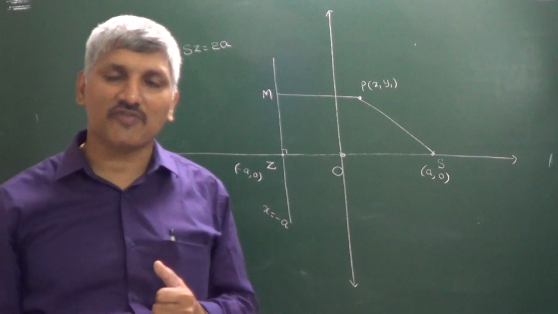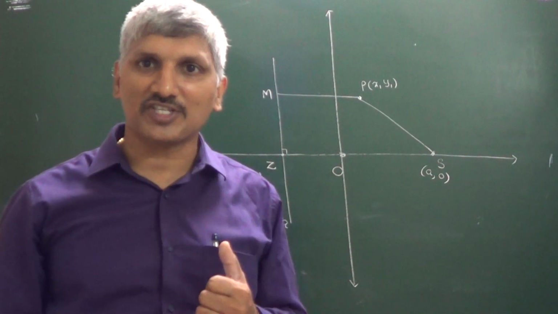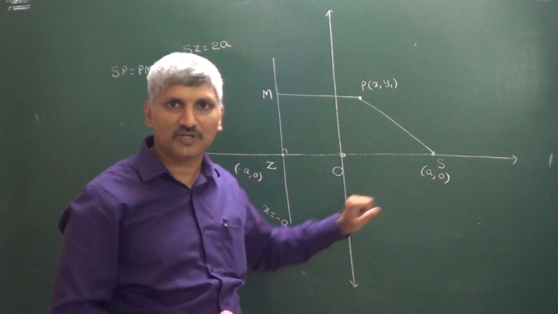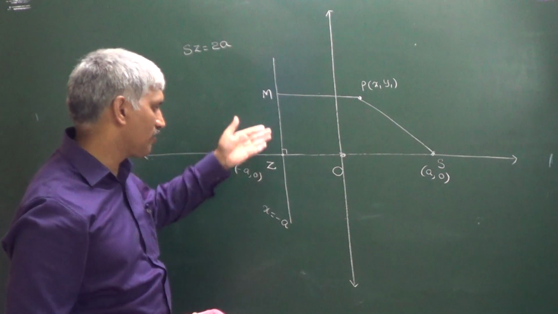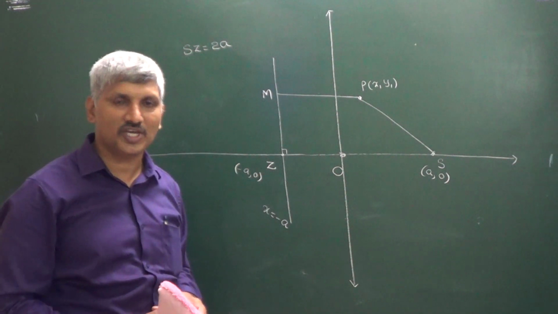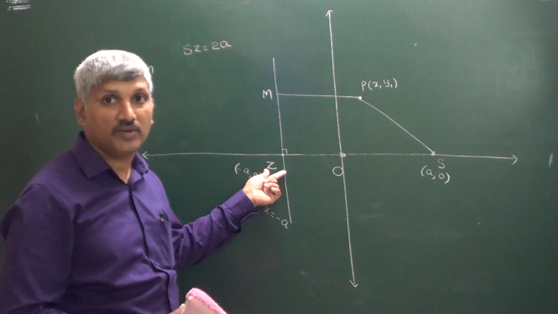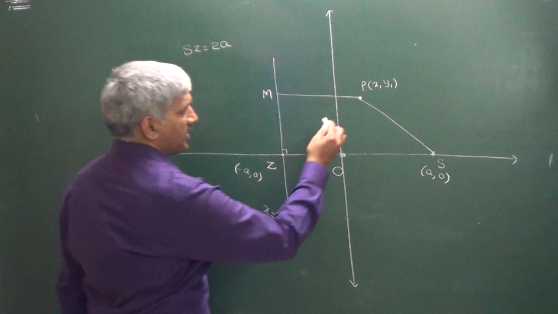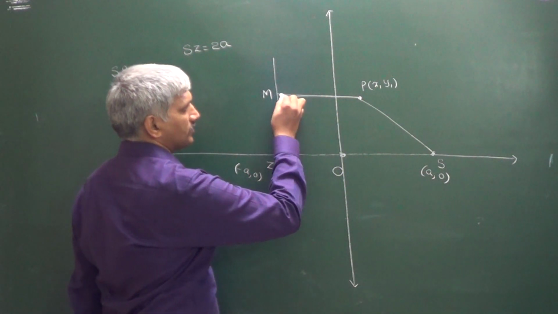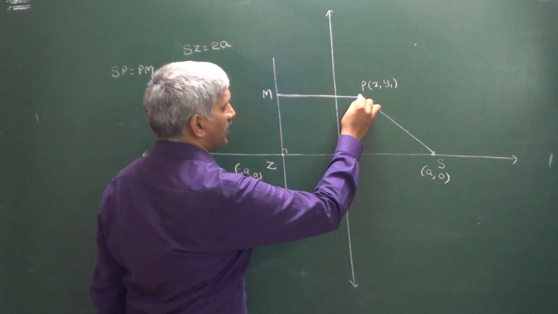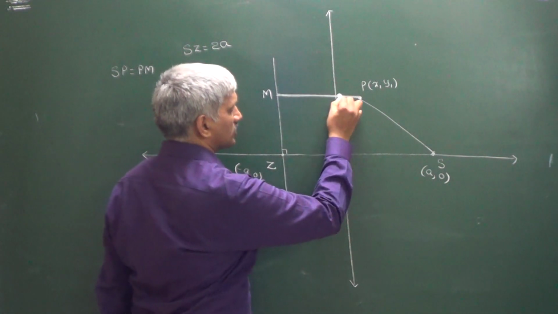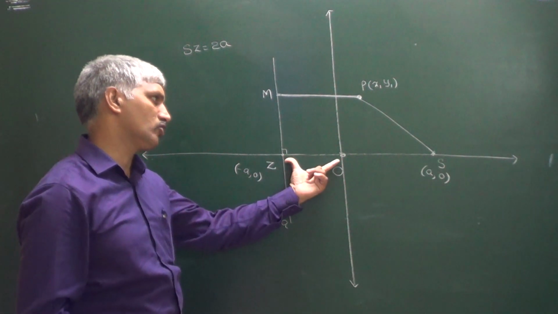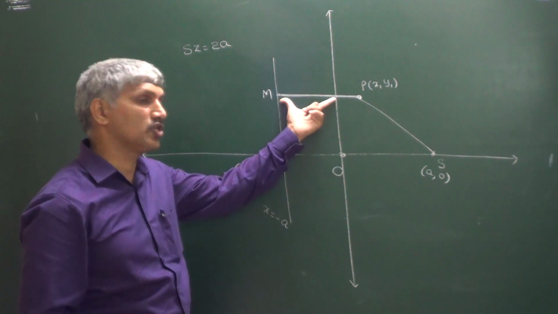In the standard equation of a parabola, we got the coordinates of the focus as (a, 0). We got the equation of the directrix as x = -a, and this point we got as (-a, 0). Now SP is equal to PM. Can anyone tell me what about this length from a point P onto the directrix? I am asking you, what about this perpendicular distance? No doubt this length is equal to a, so this length is also equal to a.